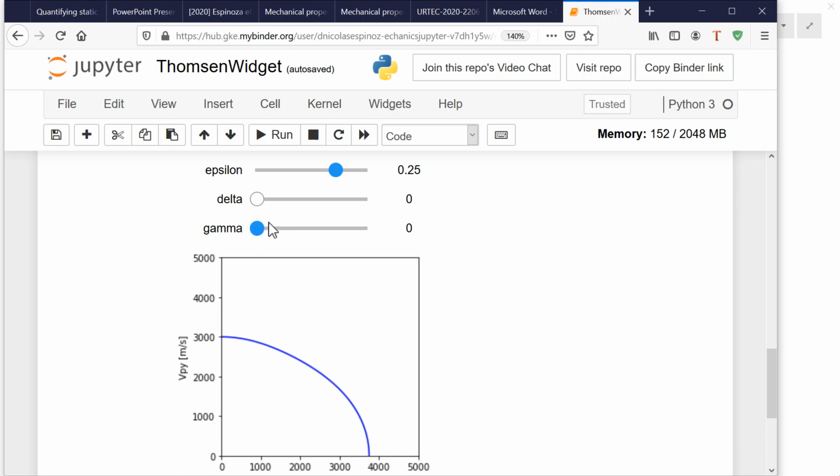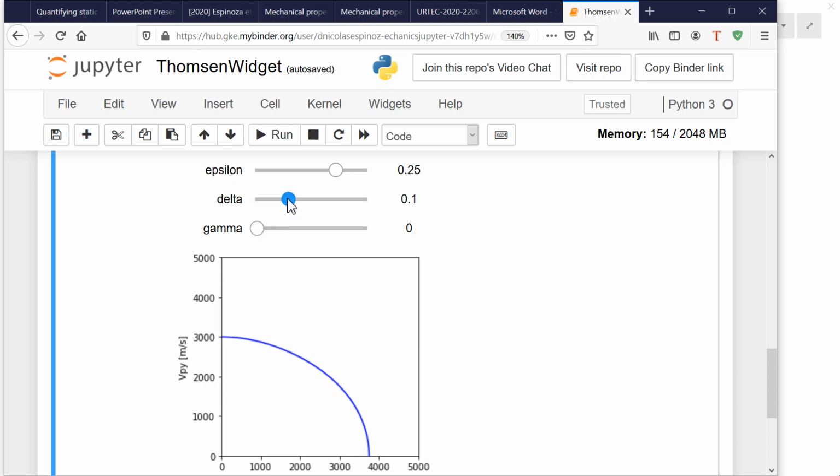And we know that for delta, that's going to control the shear anisotropy, and gamma is going to control the curvature of this part of the function. And I'm sorry, gamma is for the shear, so let's keep this at 0. Delta is going to control the concavity or convexity of this part of the curve. So it is not a perfect ellipse.